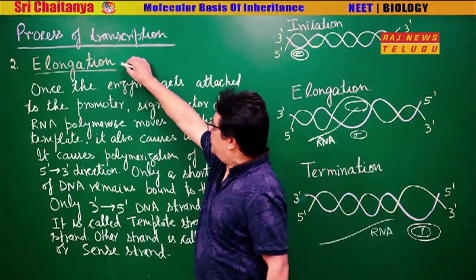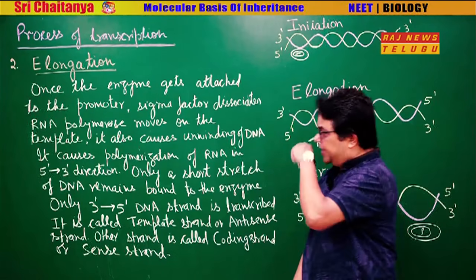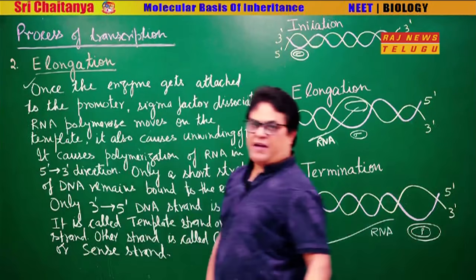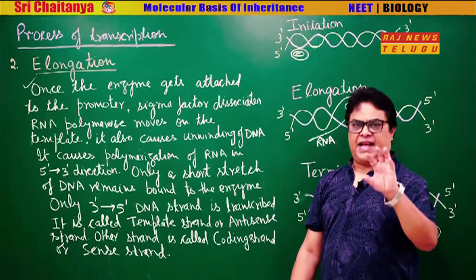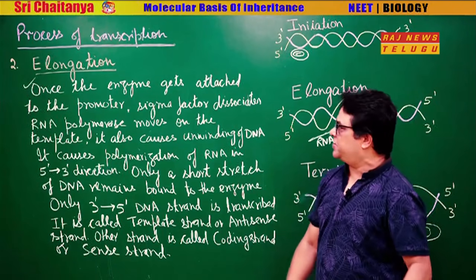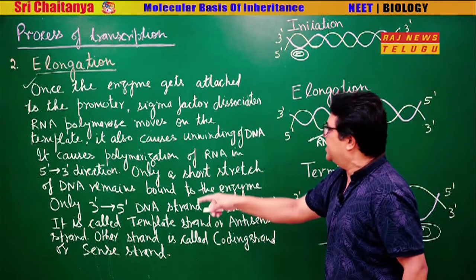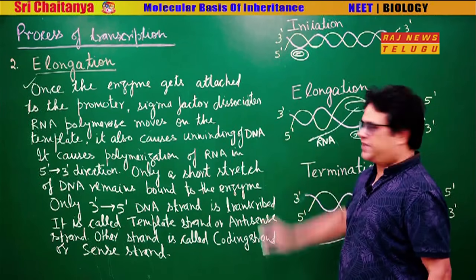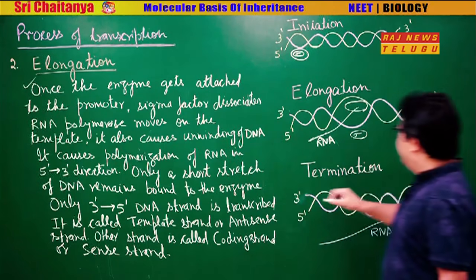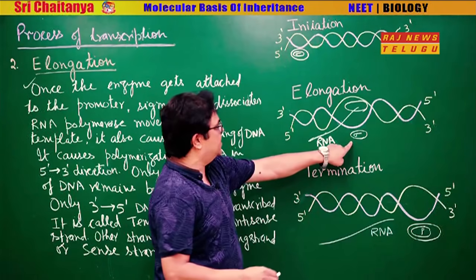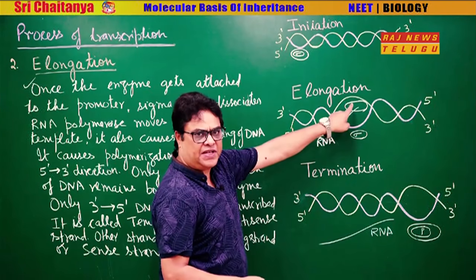Next we come to the process of elongation. Very important point. The use of sigma factor was only to attach to a specific site on the promoter. So, once the enzyme gets attached to the promoter, sigma factor dissociates. Now, its work is done. This you can see here in the diagram. The sigma factor has now dissociated. It is not attached to the enzyme.